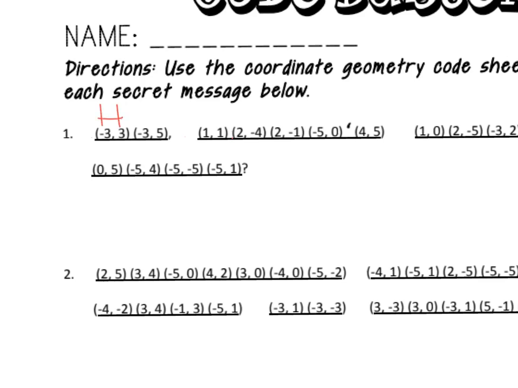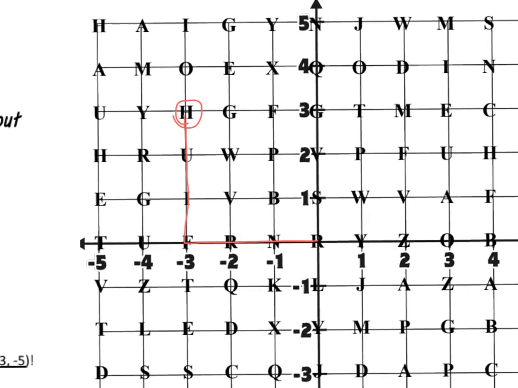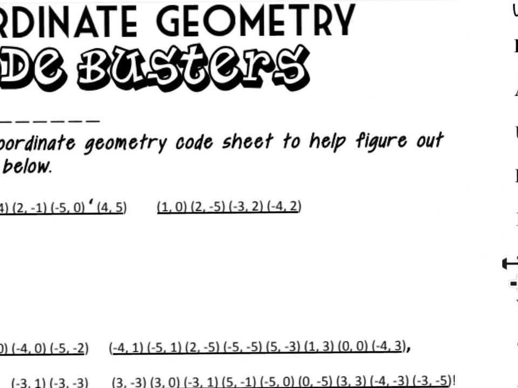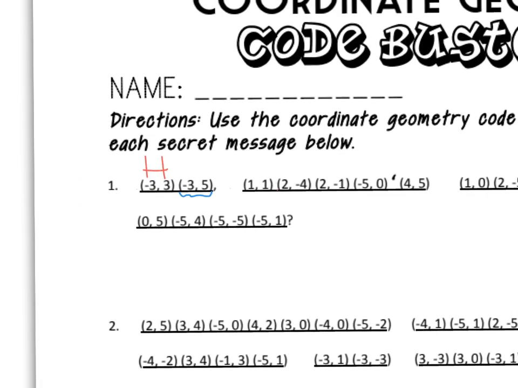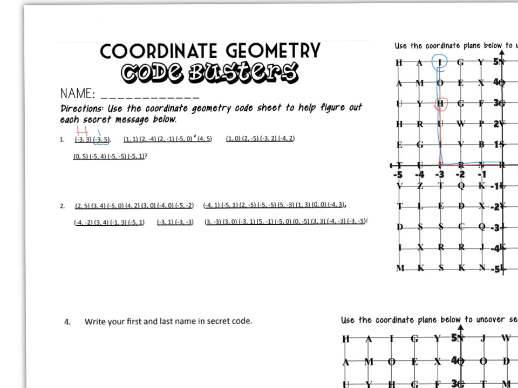All right, I'm going to do one more with you. The next one is -3, 5. So again, we're going to go back over to our graph. And if I go to -3 on the x-axis, but then up 5, the letter is I. So then that first word is hi. Awesome. All right, your goal is to complete questions 1, 2, and 3 by using that secret code on the right. And then you'll just find each message below.